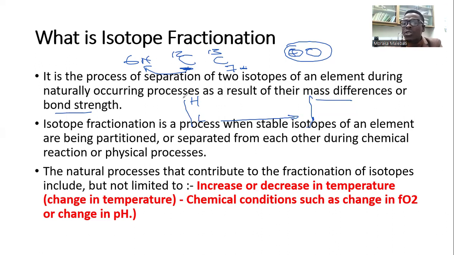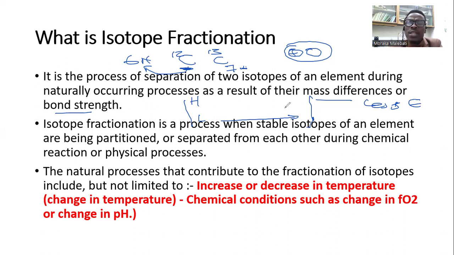So processes like evaporation and diffusion would always favor lighter isotopes, because they require less energy to move into a different phase. For example, moving from liquid to gas during evaporation. So that's why fractionation happens. It happens because of the mass differences.